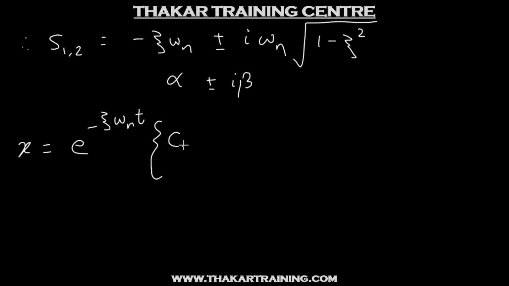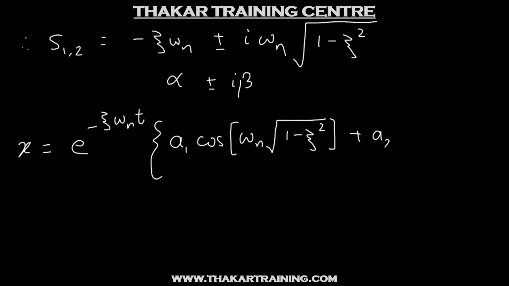into, sorry, not c, I'll use a1 cos of beta t. What is beta? Beta is omega n under root 1 minus zeta square, plus a2 sine of beta t. Oh, sorry, there is a t over here. Sine of beta t. Beta is omega n under root 1 minus zeta square into t. Alright, so this is the solution when you have an underdamped system, that is zeta less than 1.